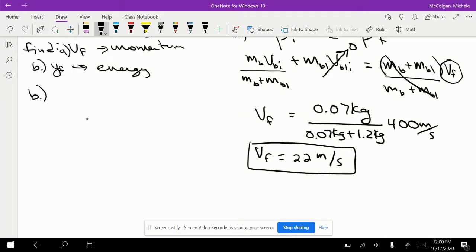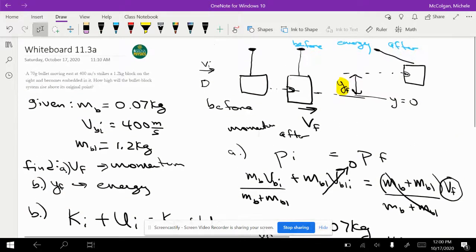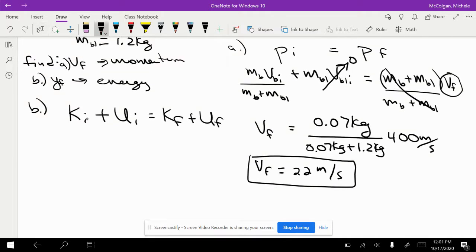Part B is conservation of energy. So I'm going to say that K initial plus U initial is equal to K final plus U final. And there's no delta E thermal because I'm not talking about friction or anything like that. And notice that before, the blue before, my height is 0. So I'm going to have 0 potential energy and all kinetic energy. And then after, when the block reaches this spot, it's going to be all potential energy and no kinetic energy. So the block will have stopped moving. So this is 0 and this is 0.